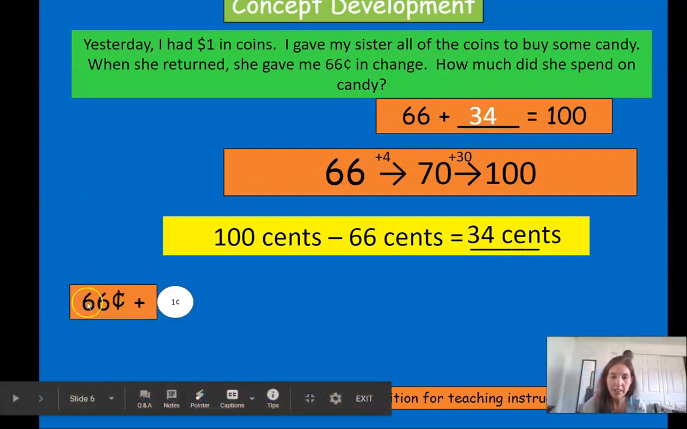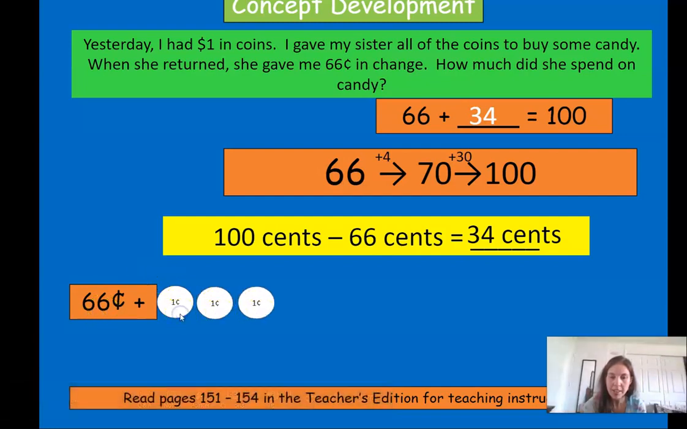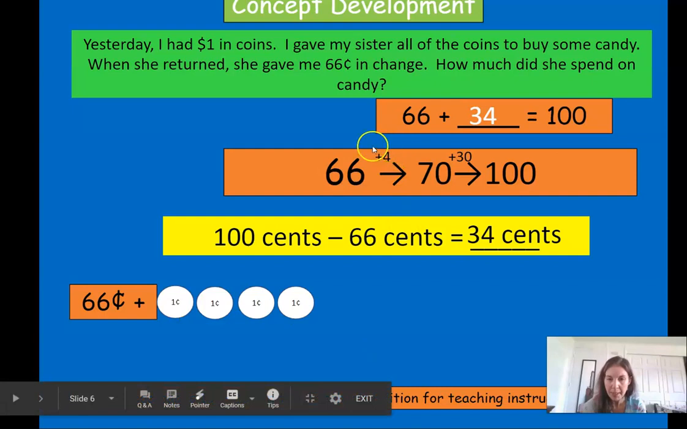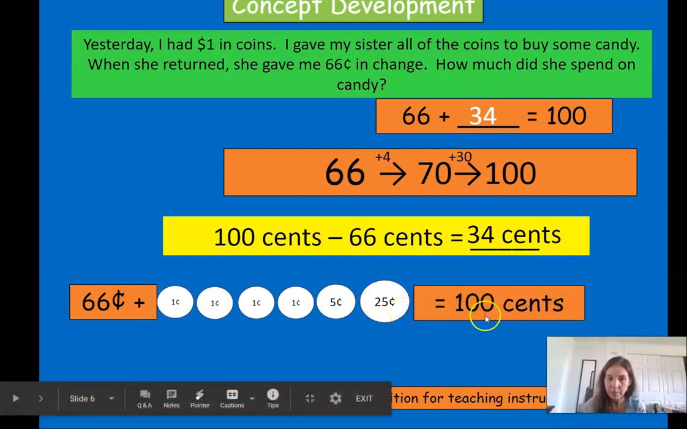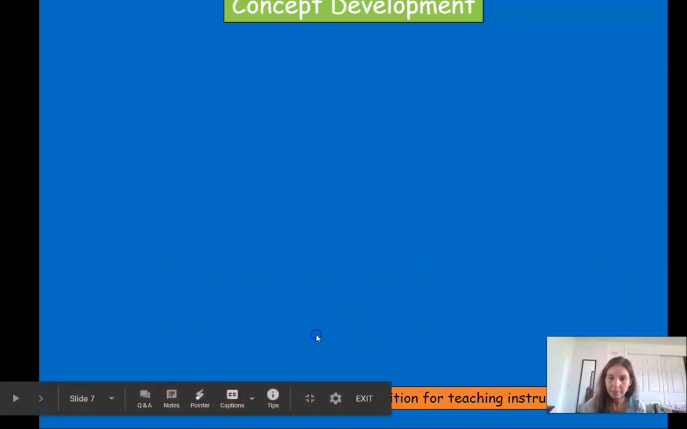So they're showing you here 66 cents plus 1 cent, 2 cents, 3 cents, 4 cents. Remember, we added plus 4, and here they're showing you with the coins plus 4. And then we're going to add plus 5, plus 25, equals 100.